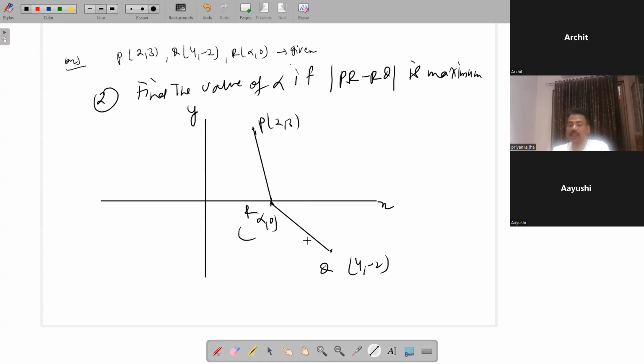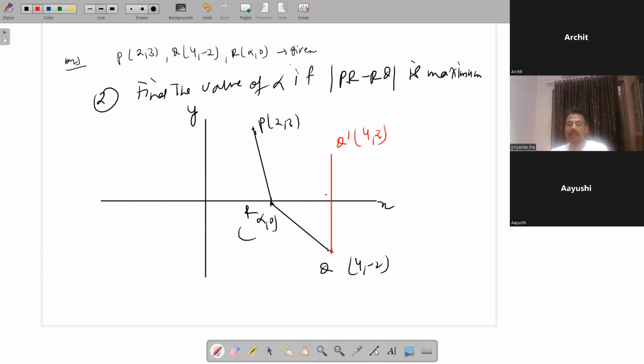So you cannot directly apply that. So in that case, you do one thing. Just take the mirror image of Q. So this is the mirror image of Q, that is Q dash. So this would be 4 comma 2. X will remain the same, just Y will be positive. Understood? Because we are taking the mirror image about the x-axis. So take this mirror image.